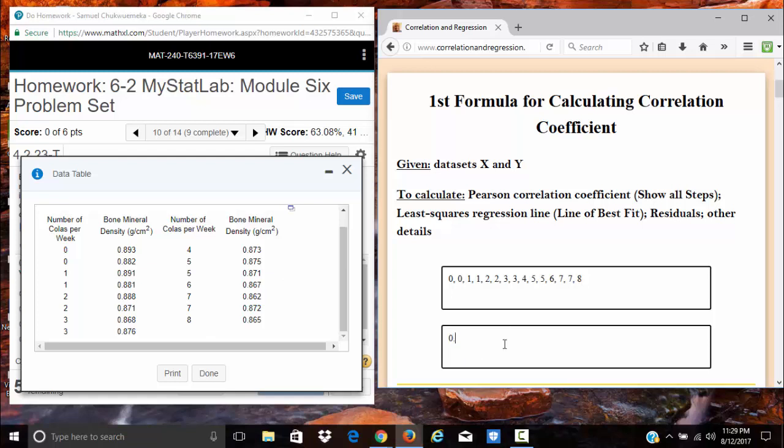Then your y values: 0.893, 0.882, 0.891, 0.881, 0.888, 0.871, 0.868, 0.876, 0.873, 0.875, 0.871, 0.867, 0.862, 0.872, 0.865.